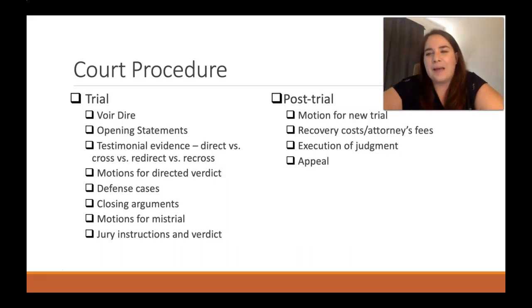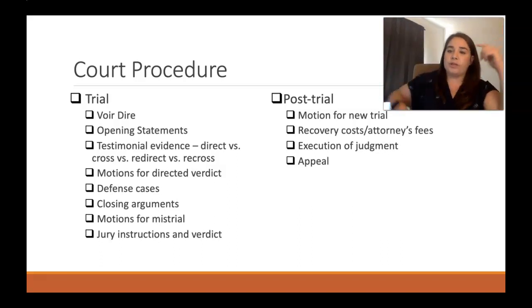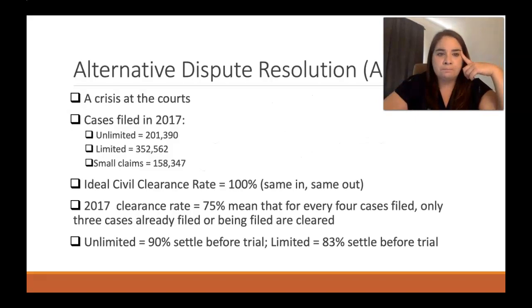And then lots of things can happen after the trial. Most civil litigation doesn't stop at the trial. It goes on to motions for new trial, recoveries for costs or attorney's fees. Then the judgment finally gets executed, and then they have an opportunity to appeal it to the appellate court.